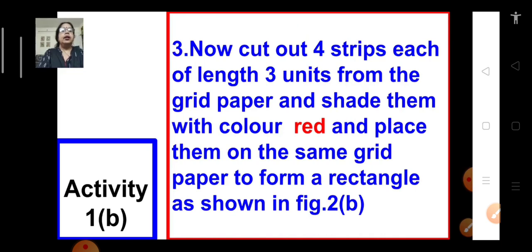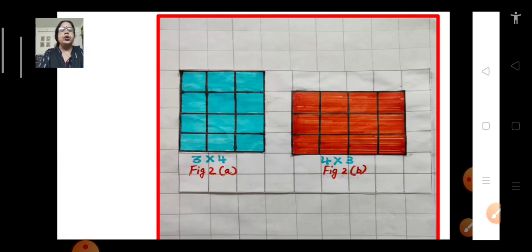Then cut out 4 strips each of length 3 units from the grid paper and shade them with color red or any other color and place them on the same grid paper to form a rectangle as shown in figure 2b. So in this form you have to stick the strips to form the rectangles. The first figure, that is figure 2a, shows 3 multiplied by 4, and figure 2b shows 4 multiplied by 3.